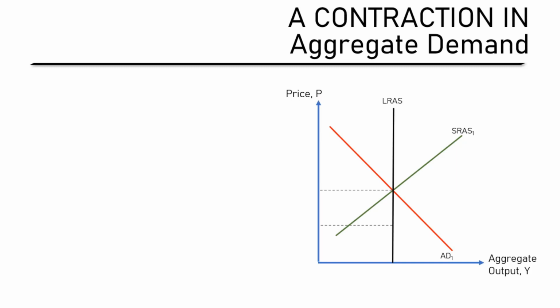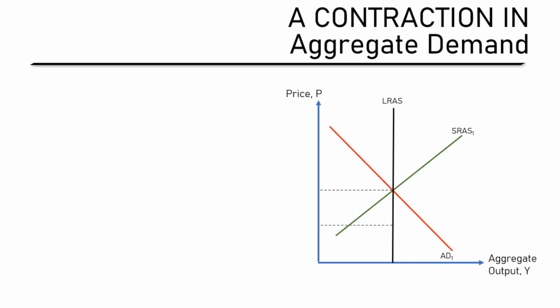Whenever output and price deviate from their long-run equilibrium level, there will be automatic adjustment from SRAS to get the output back to the long-run equilibrium level. But during the adjustment process, that we don't know exactly how long it will take, economy may experience recession, inflation, or both.